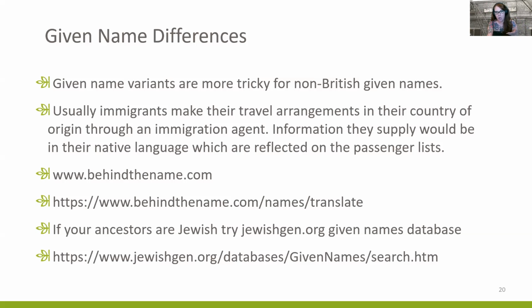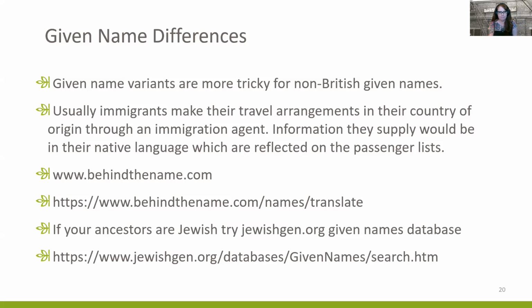But when you're looking in the Canadian records, especially the census records, you may see variants of the spelling of a name that is probably closer to the original spelling of the name, which should be on the passenger list.